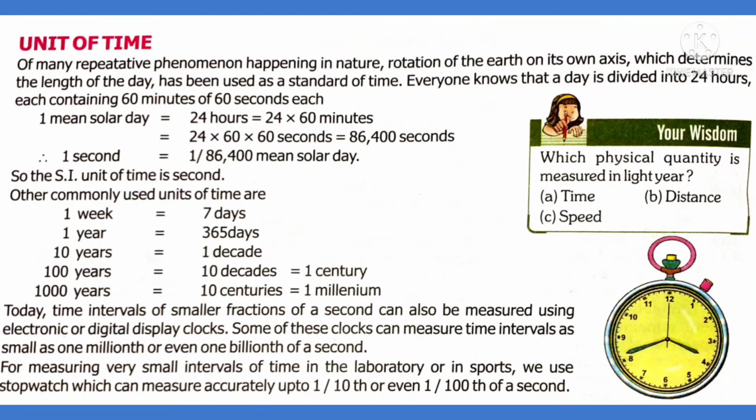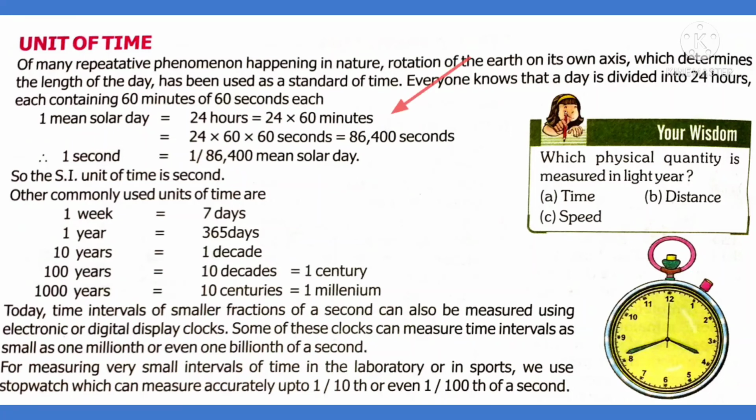How will you convert 24 hours into minutes? You have to multiply 24 by 60, then you will get the answer in minutes. Next, if you want to convert this hour into seconds, you have to multiply first by 60, so it changes into minutes. Again you convert this minute into seconds. For converting minutes into seconds, you have to multiply this value again by 60. Then you will get the answer in seconds.